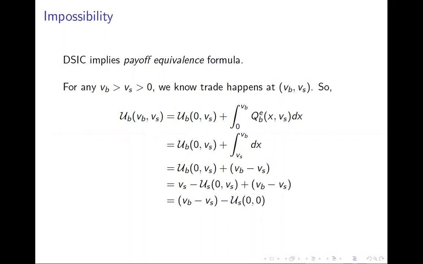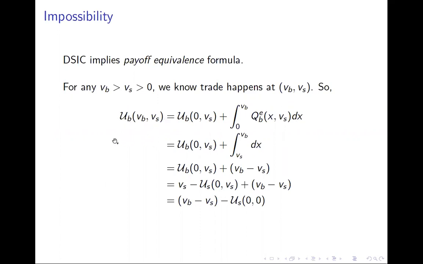So remember, a mechanism is DSIC if and only if the allocation rule is non-decreasing and this payoff equivalence formula holds. So in our case, because the allocation rule is already efficient, it is non-decreasing, so that automatically is satisfied, and so this also must hold. So in particular, I look at a type profile VB, VS, such that VB is greater than VS. In this case, efficiency means that the buyer should get the object. So trade happens at this profile.